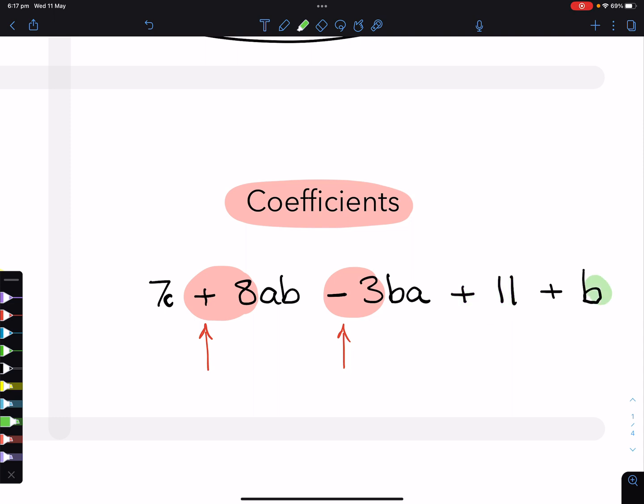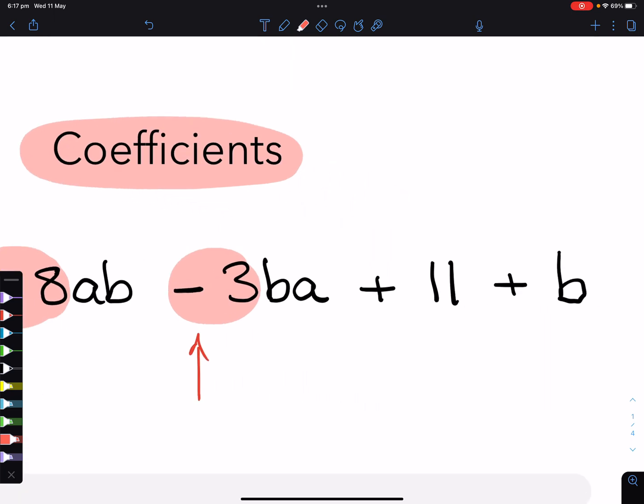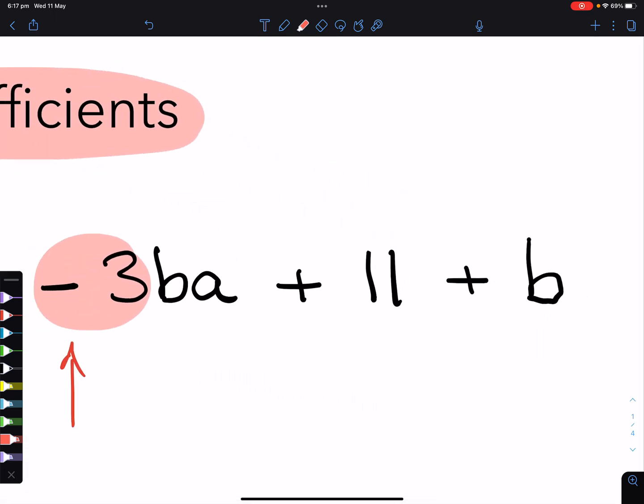And over here with the letter B, is there a coefficient? Is there a number together with it? Technically there is. There's an invisible number 1 here. So the coefficient is positive 1 in front of this B.